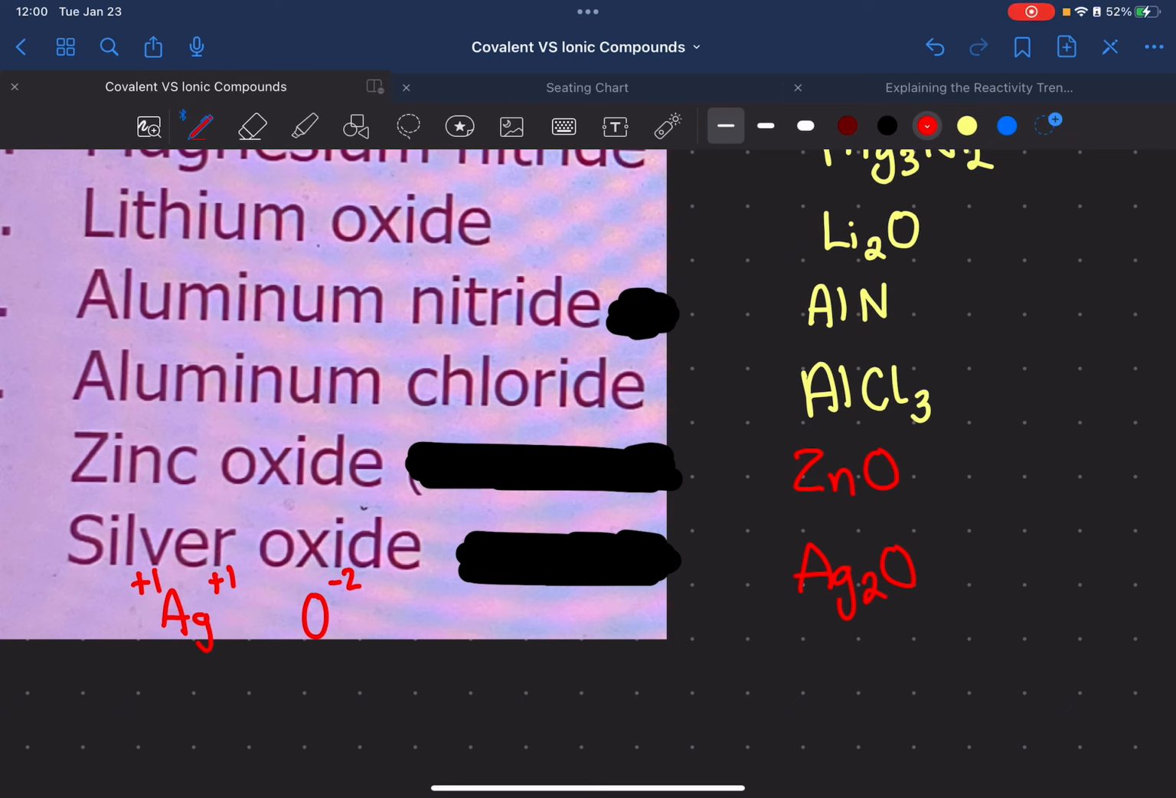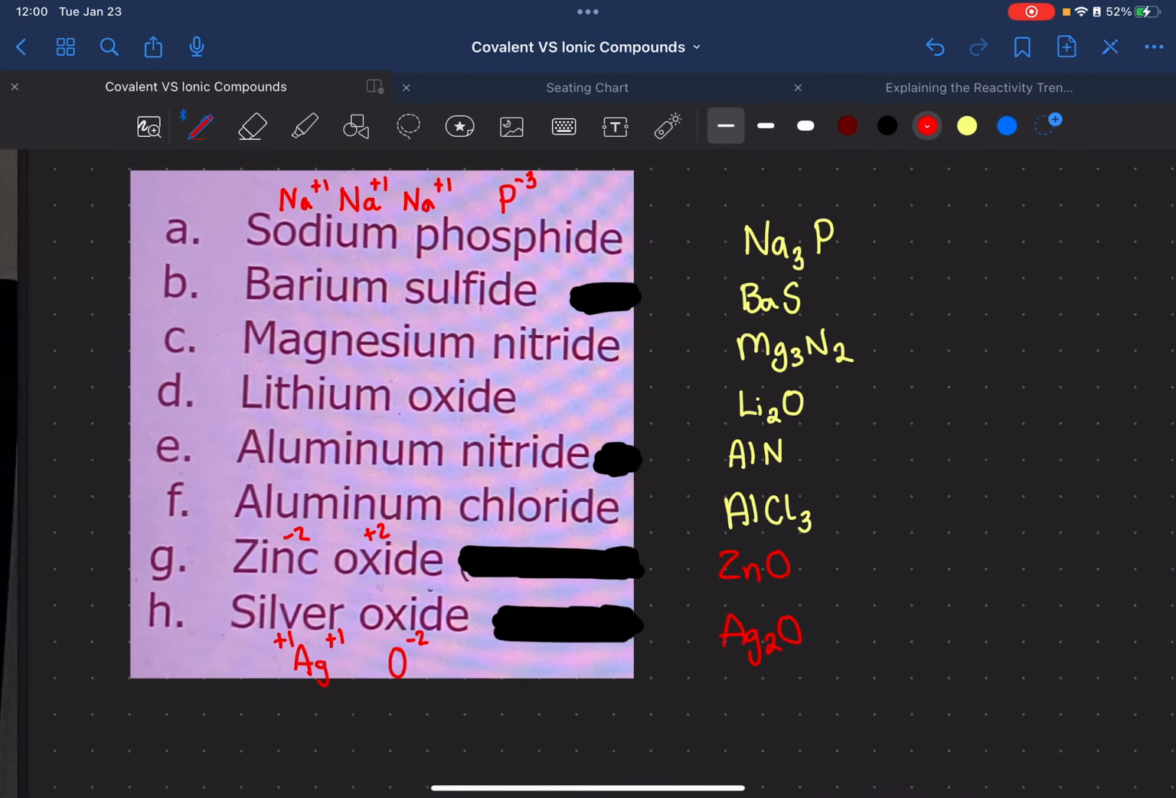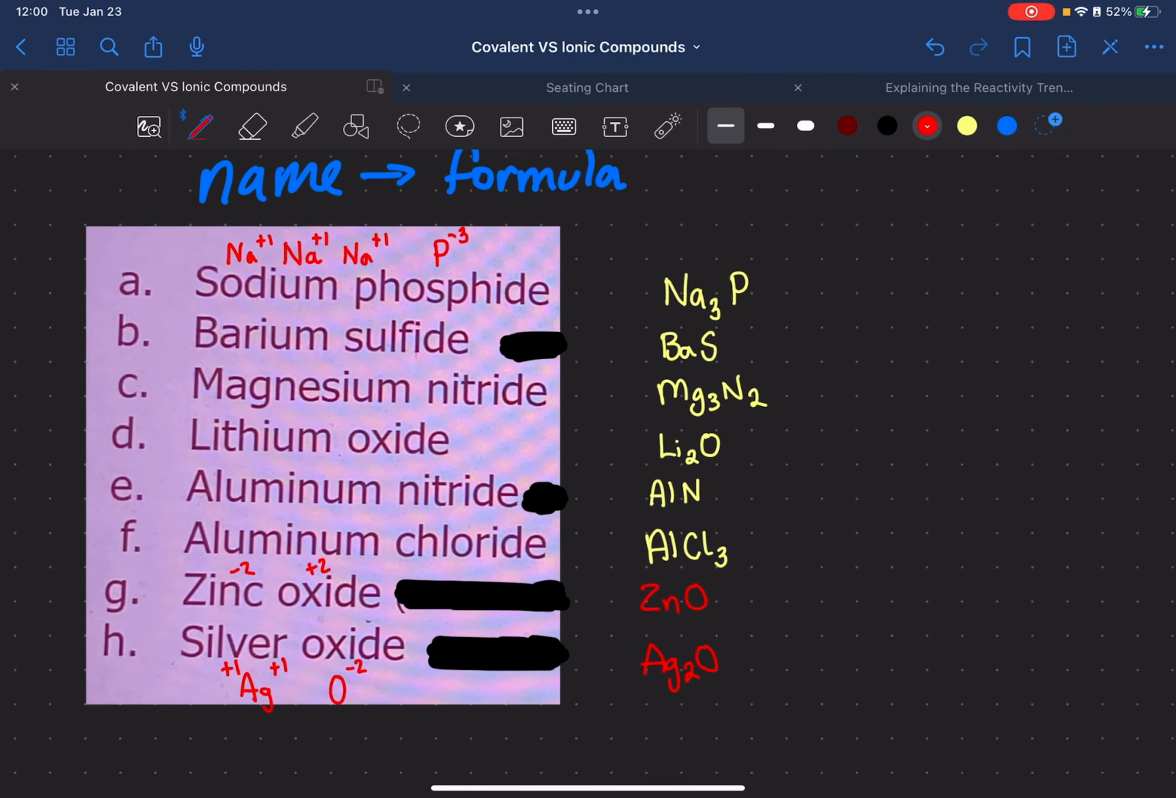And for zinc oxide, well, that -2 and the +2 already cancel each other out, so there's no need to add additional ions, either positive or negative. So we can just leave it ZnO. And there's our little warm-up that we did in class.